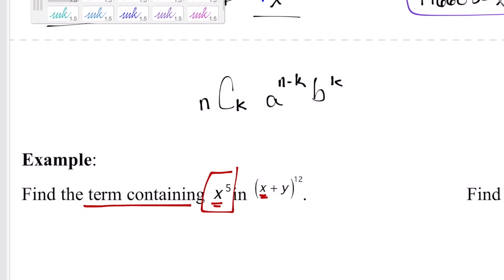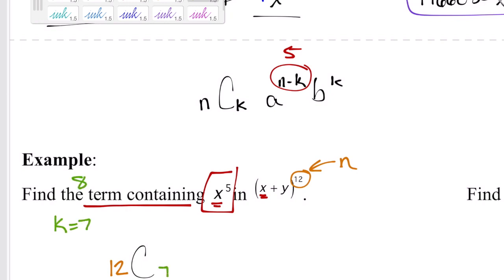So I know that I want the n minus k to be 5. And I know that my n is 12. It's whatever our exponent is. So I know I can start plugging that stuff in, the 12 and the combo. In order for the 12 minus k to be 5, that means I had to have k of 7. So my k is 7, which means I'm looking at the 8th term, because remember the k is 1 less than what we're looking at.